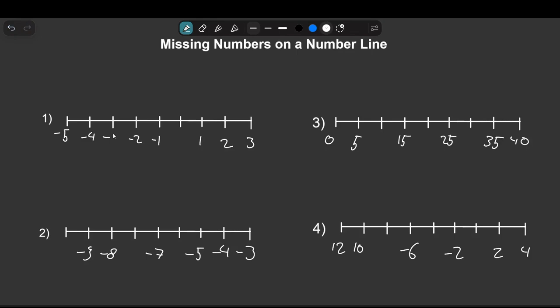So this number would be -3. As you can see here, it also looks right: -5, -4, -3, -2, -1. So this means every step to the right will equal an increase of 1.